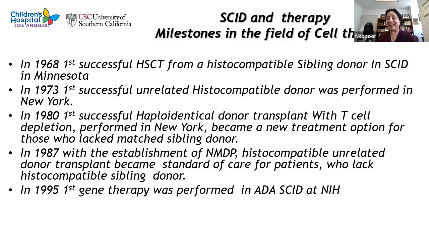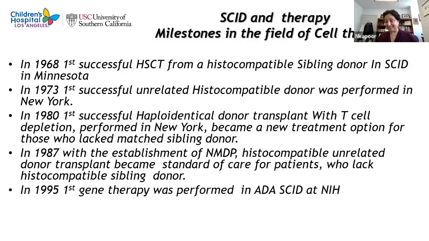And I'll tell you that I am very proud of this accomplishment which has happened in our field, that before that, allogeneic transplant was never done successfully in any situation or any disease. So this was the first successful transplantation. In 1973, the first successful unrelated donor, histocompatible, that means somebody who's a tissue match donor, transplant was done. It was done in New York at Memorial Sloan Kettering.